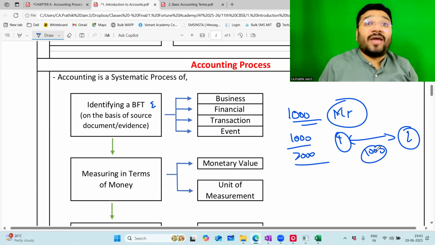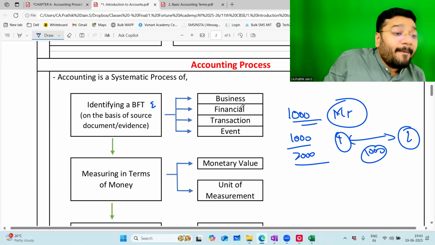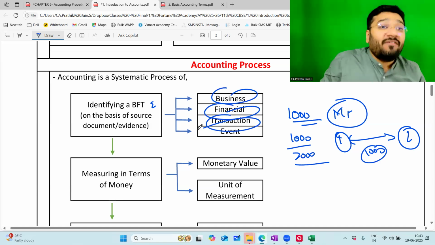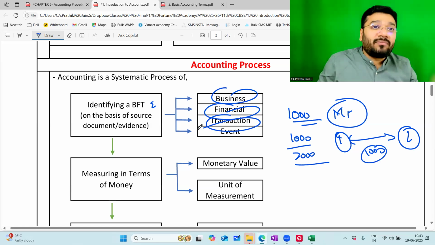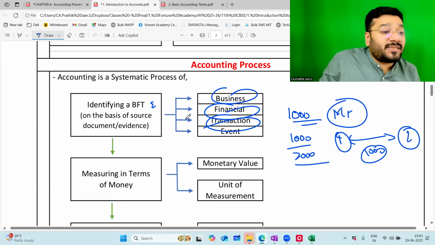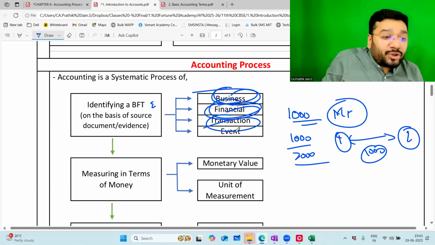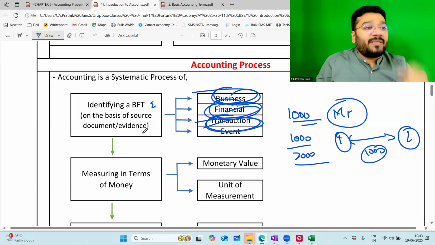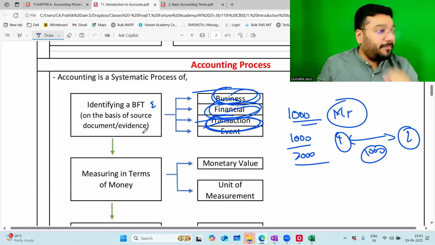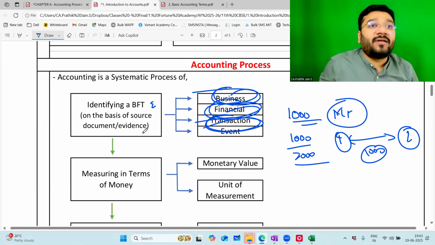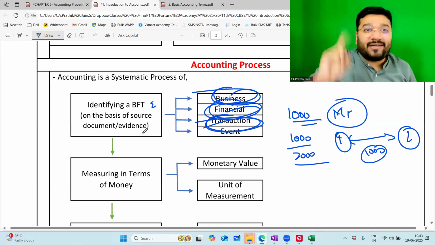Correct? No? So every financial transaction we don't record in the books of accounts. We are in search of a business financial transaction, which we record in the books of accounts. Which transaction? That which is happening in the course of business, which has got monetary value. And this should happen between two parties, in which one should be the business and the other a third party. So we are on the lookout for a BFT. If I give you a question and it is a BFT, then you record it, or else leave it.